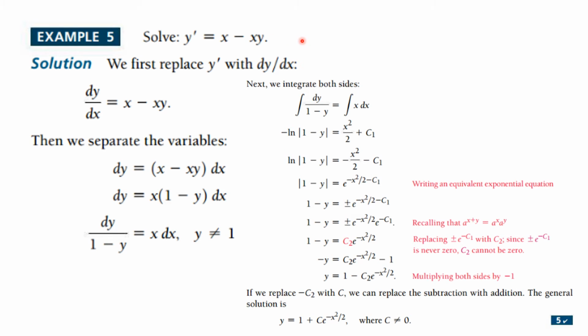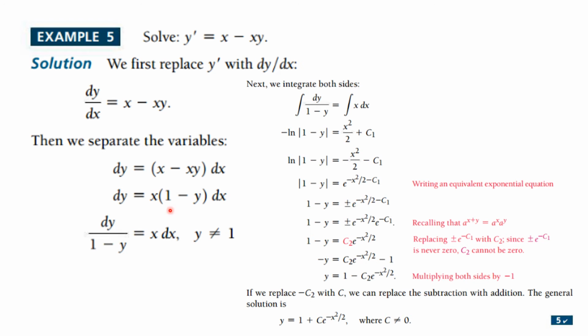Here's another problem. This is not a particular solution. We're going to find a general solution. So we want to solve y prime equals x minus x times y. First of all, we'll write this using Leibniz notation: dy/dx is equal to x minus xy. And then we're going to factor the x out of here and multiply both sides by dx.